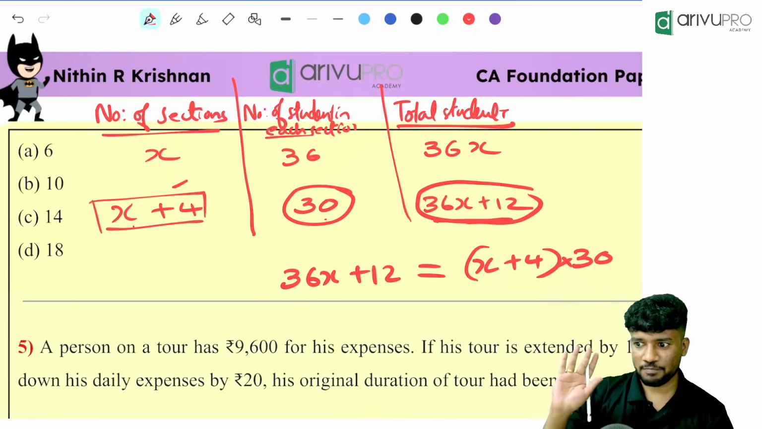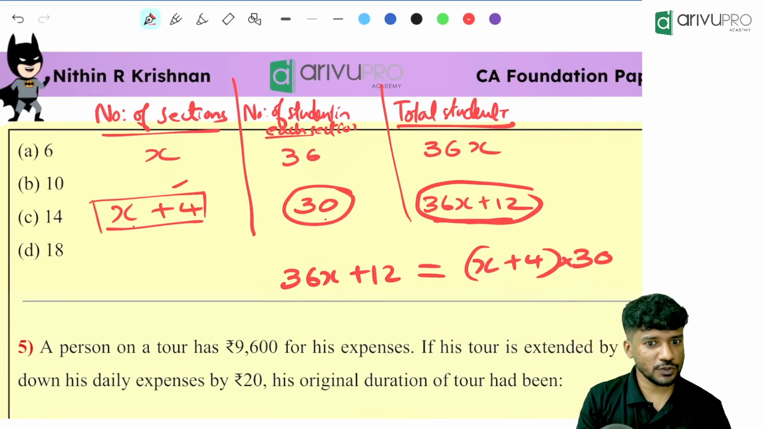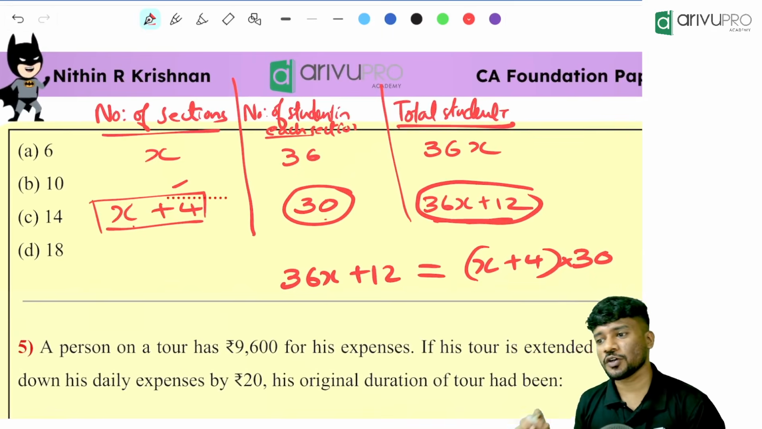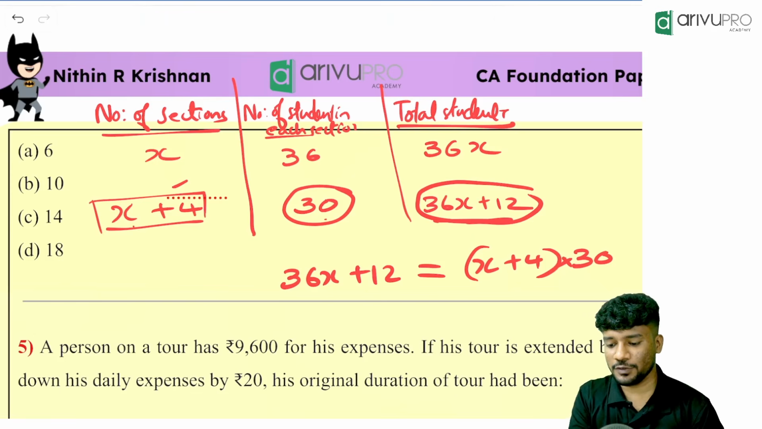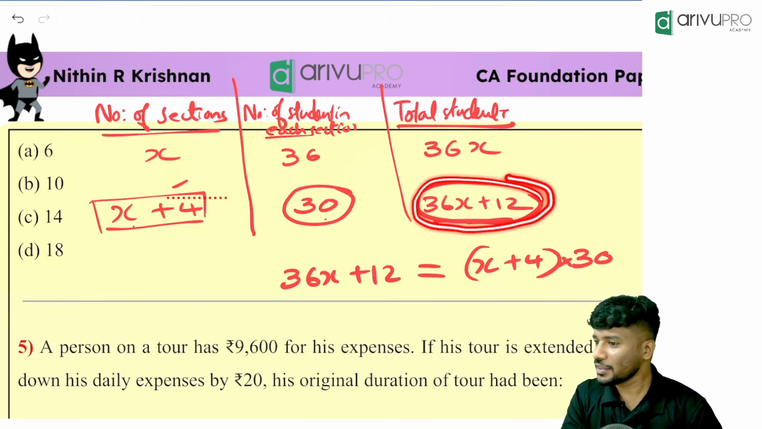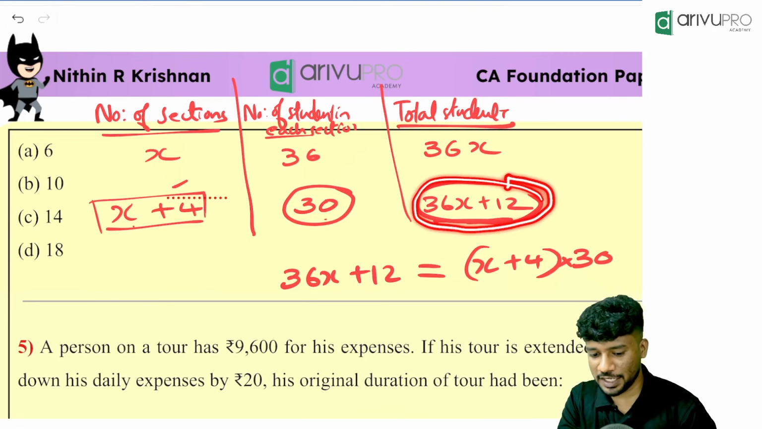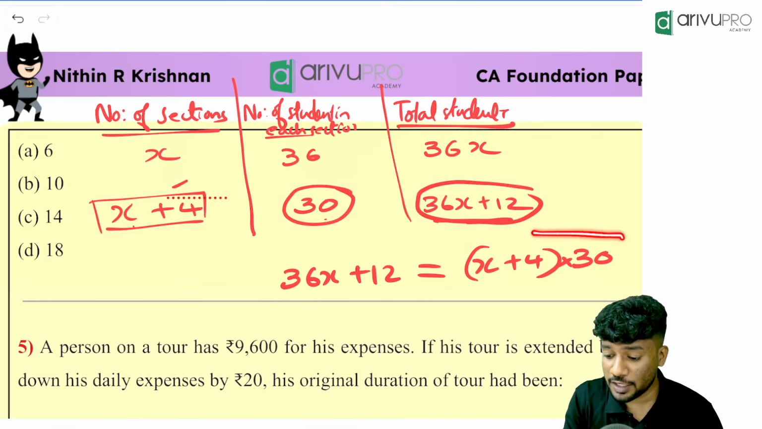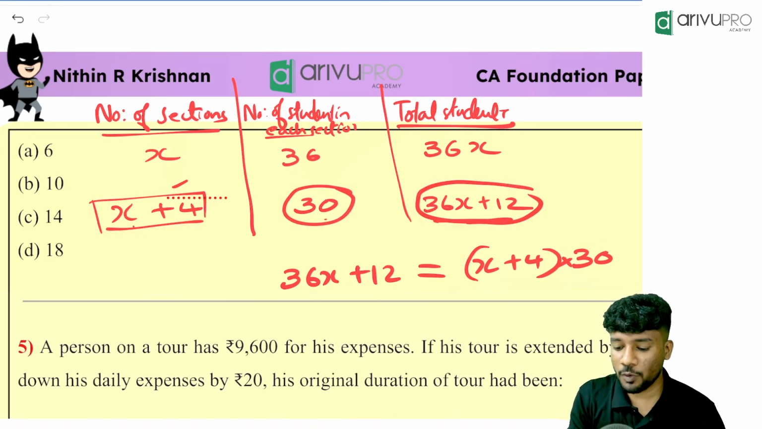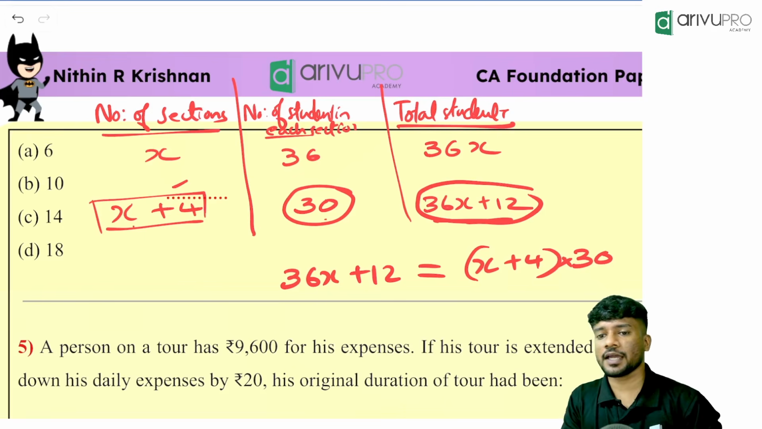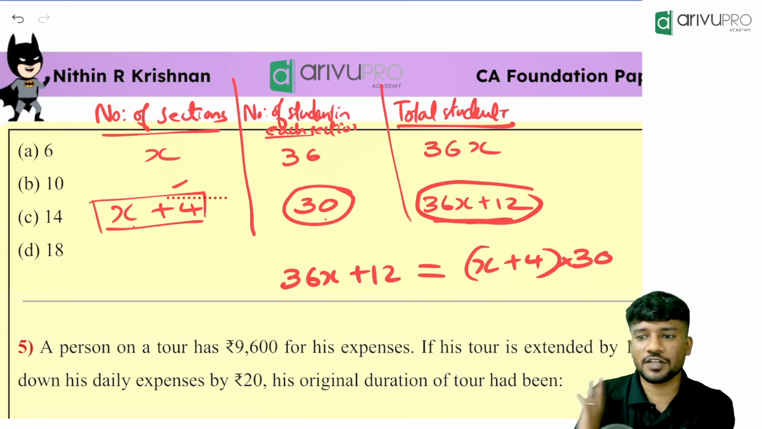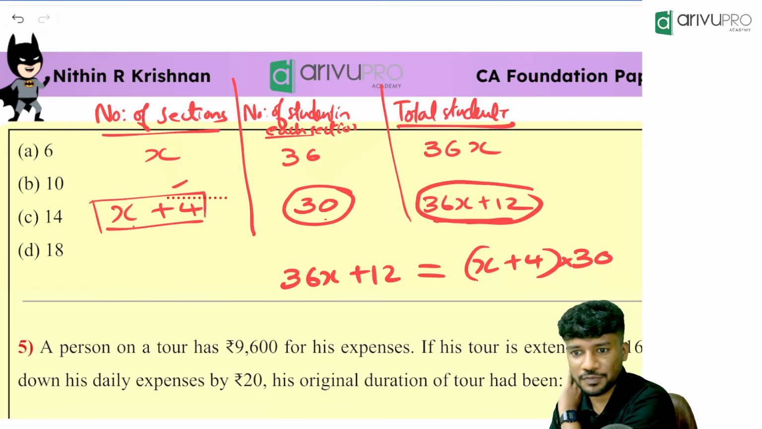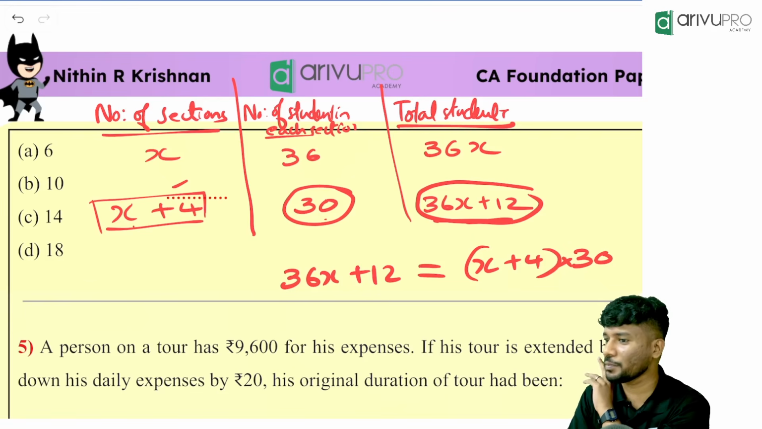Think and tell me. Number of sections into number of students in each section will give me the total number of students. Now I found that the total number of students is 36x plus 12. Then by taking the product of number of sections and number of students in each section, I will also get the total number of students. That means both of them are equal, right? So just equate them. Now open the bracket, get me the answer. Whatever you get for x, that's your answer. 18 is the answer. Understood the method, people?